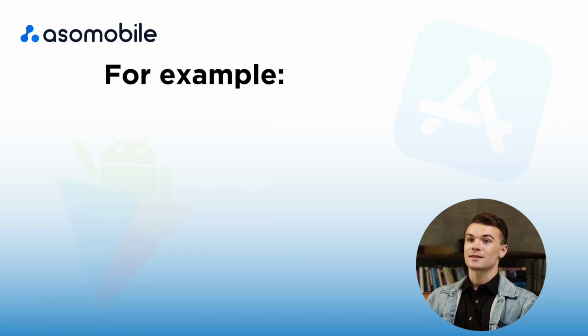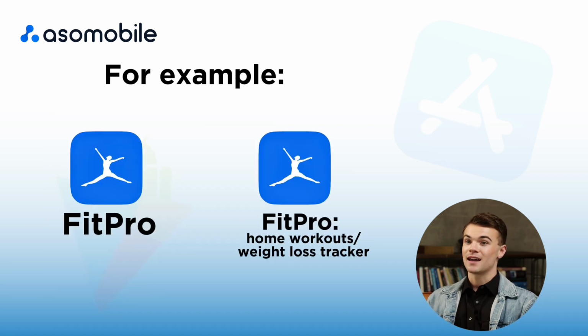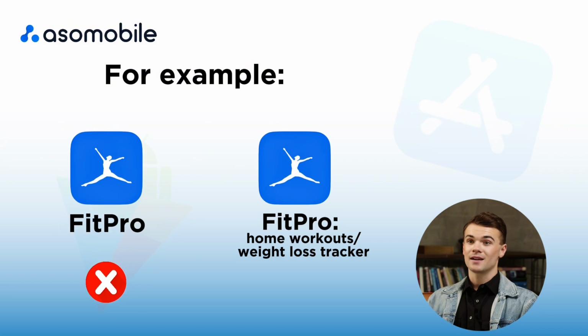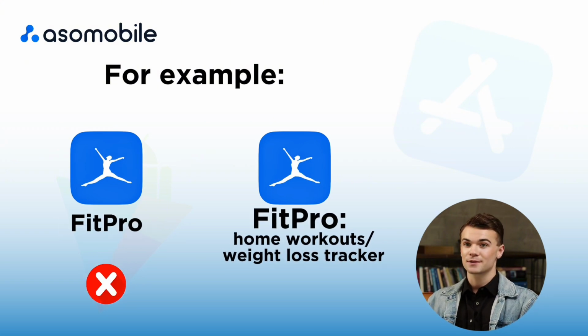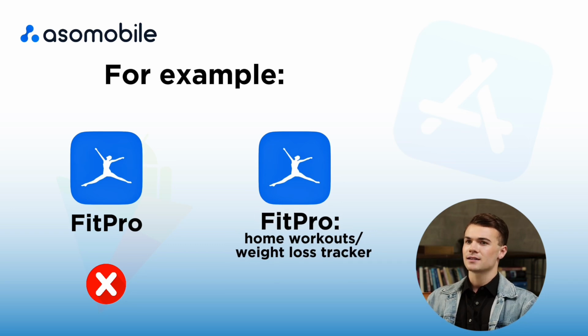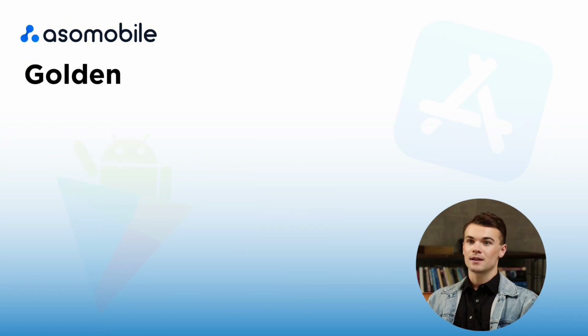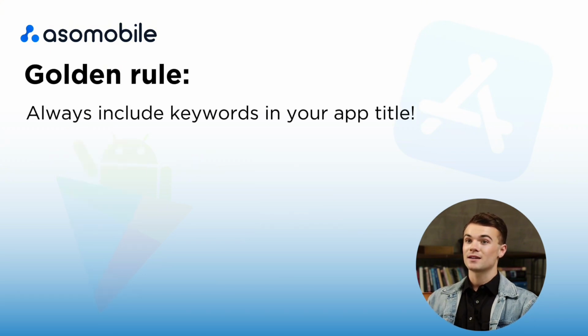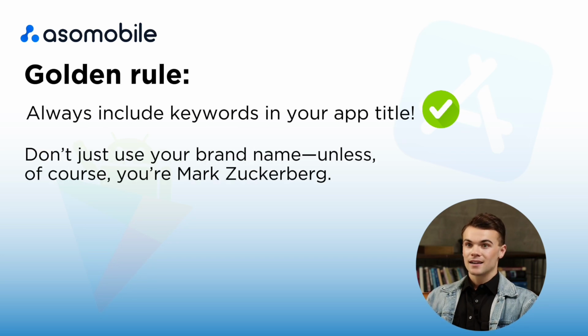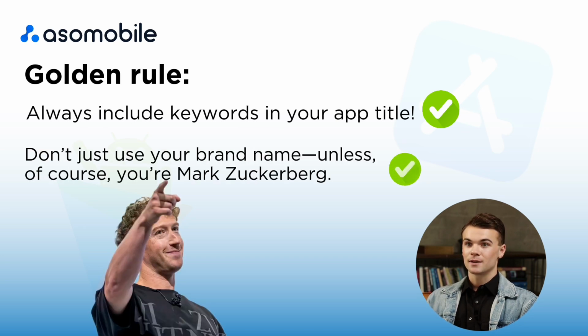For example, FitPro is not a very good name for an app because it is not informative, vague, and lacks keywords. But FitPro, Home Workouts and Weight Loss Tracker, is a great option because it contains all the additional information in the name. 1 golden rule. Always include keywords in your app title. Don't just use your brand name, unless, of course, you're Mark Zuckerberg.